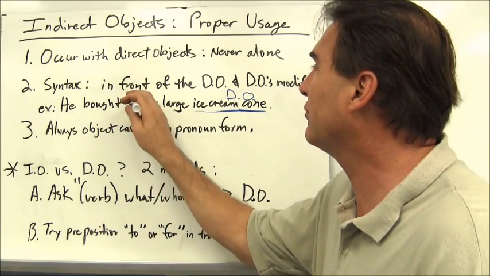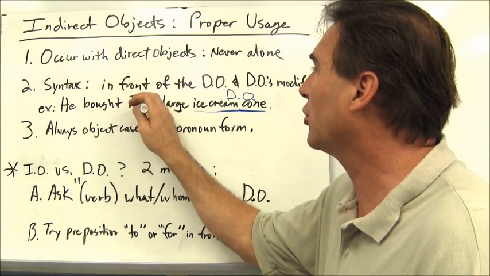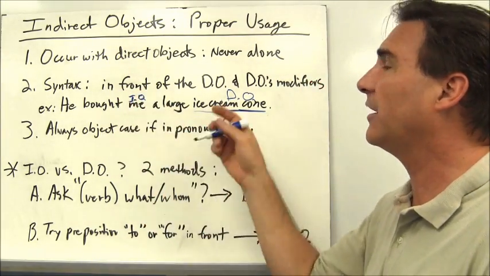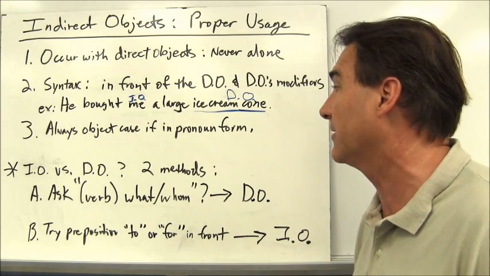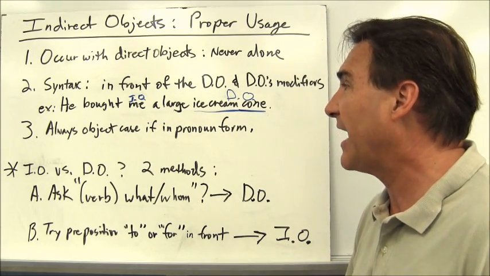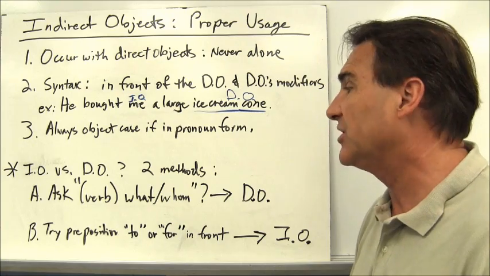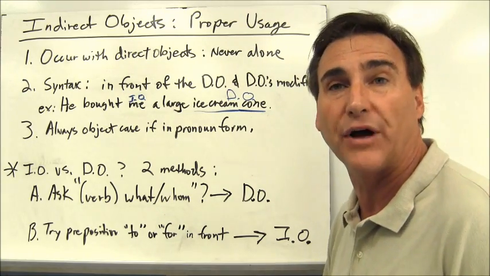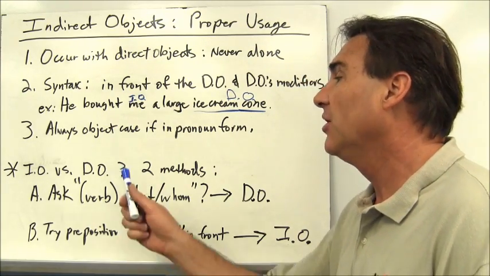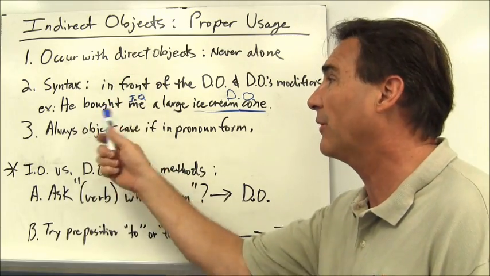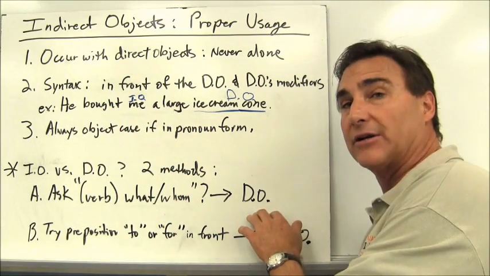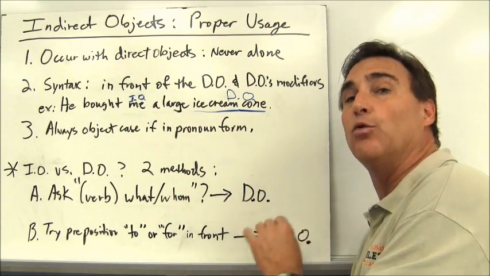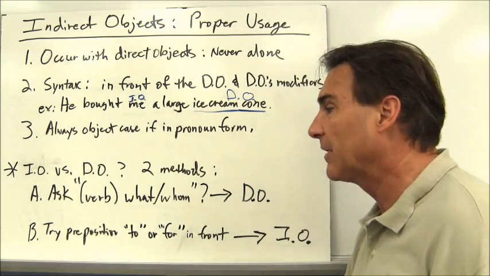So therefore, our indirect object here occurs, as I said, in front of the direct object and its modifiers. And the best way to find it, we just practiced one of them there, is to ask one of two or maybe both diagnostic questions. Ask verb what, as we did here, bought what? That will reveal the direct object. The answer to that will be the object of the verb.